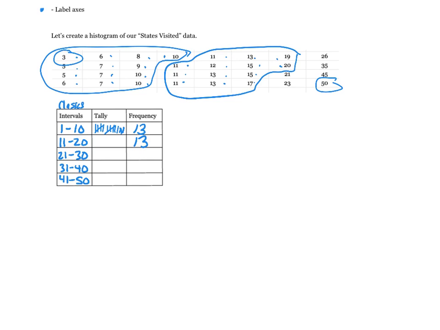In the 21 to 30 range, I have these 3. So that's 3. In the 31 to 40 range, I have 1. And in the 41 to 50, I have 2. Okay. Once I have my frequencies, then I can make my histogram.